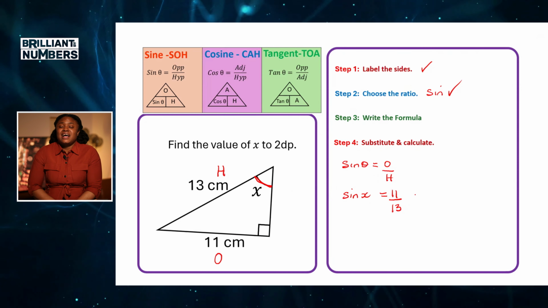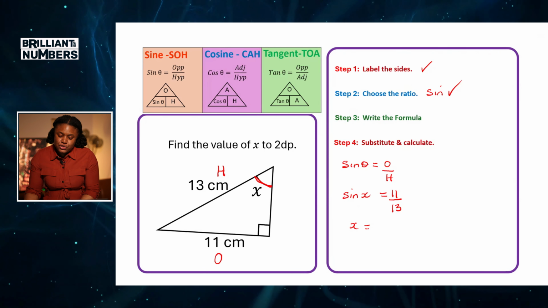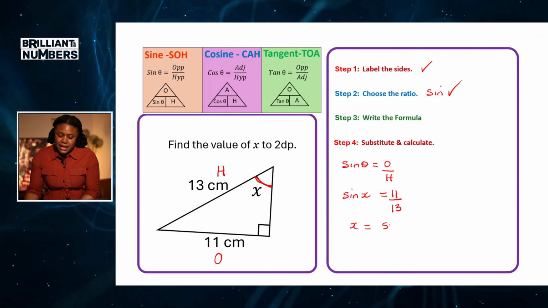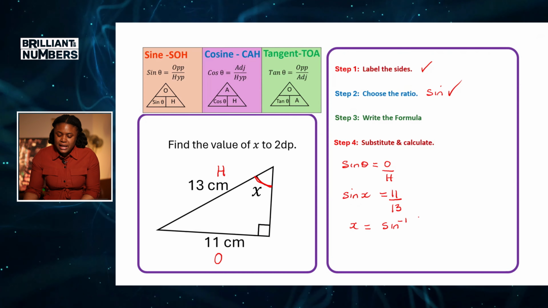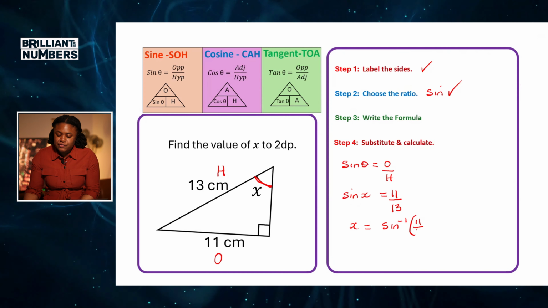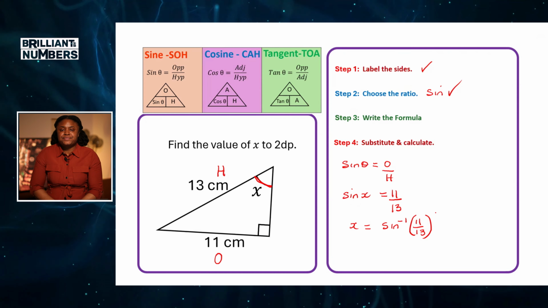Now I can see I have a fraction. Now, similarly to solving a linear equation where I do the inverse of my operations, the same principle applies. Remember, we've discussed that the inverse of multiplication is division. Now the inverse of sine is sine minus 1. So x then would be equal to, I'm going to do the inverse of sine, so it's sine inverse, and in bracket I'll put 11 divided by 13.